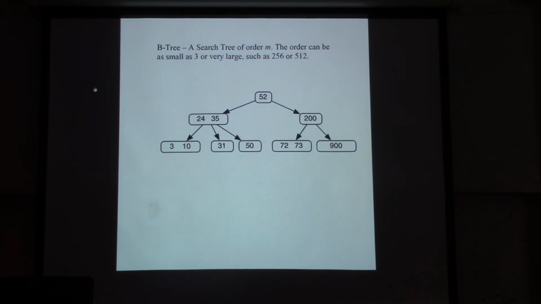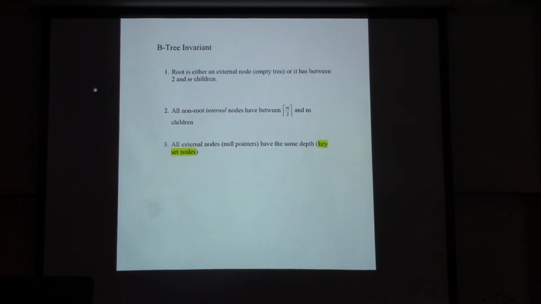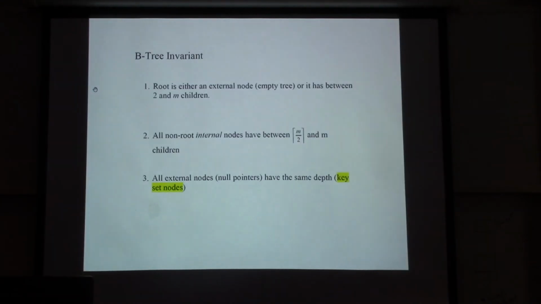All right. So the invariant for the B tree is the root is either an empty tree, which is an external node, or it has between 2 and m children. We already know that. And all non-root internal nodes have between m over 2 ceiling and m children. All external nodes, which are null pointers, have the same depth, which makes the tree balanced, always.